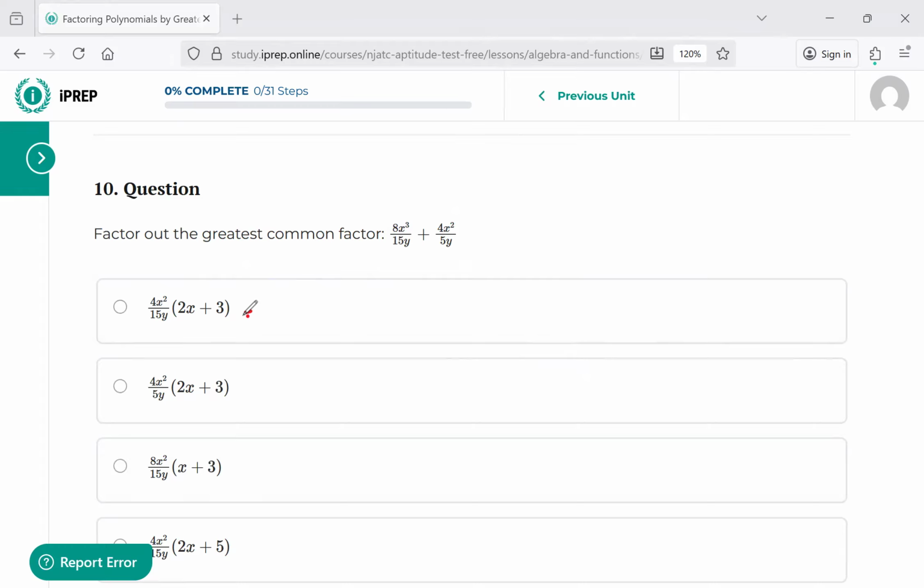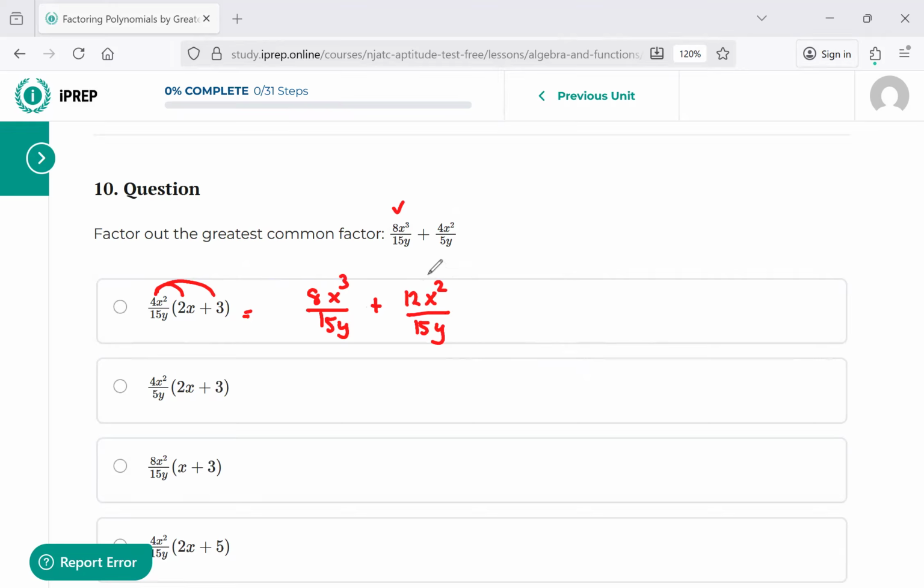So let's look at the first term. So when you FOIL this out, what's 4x squared over 15y times 2? Well, 4 times 2 is 8. And then you're going to have an x cubed. And then you still have this 15y. So far that comes out true. And then what's 4x squared over 15y times 3? So 4 times 3 is 12, x squared, and a 15y.